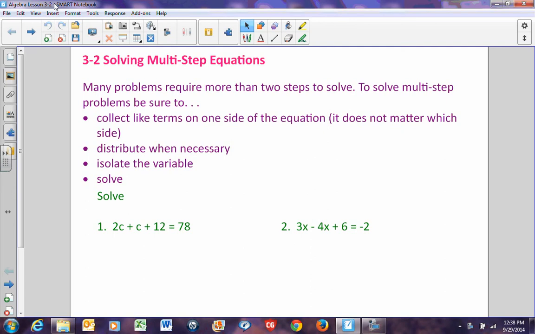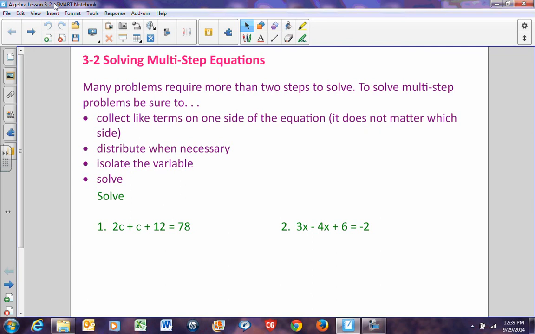Some people like to move them all to the left side. Some people like to move them all to the right side. Some people mix it up and like to try to get the variables to be positive as often as possible. It doesn't really matter as long as you get the variables on one side of the equation or the other. Distribute when necessary. When you see the distributive property, you must distribute before you add or subtract anything. Then isolate the variable all by itself, and then solve.